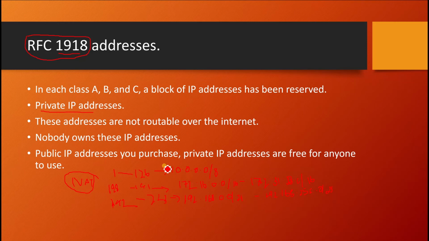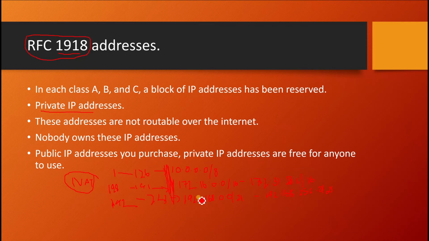So these three IP ranges you can use on any devices in your local area network, and you don't need to purchase them. Anything apart from these numbers, if you are going to use on your devices, you must purchase it. If you're in Australia and you purchase a public IP address, you need to pay $10 per month to keep that IP address, right?